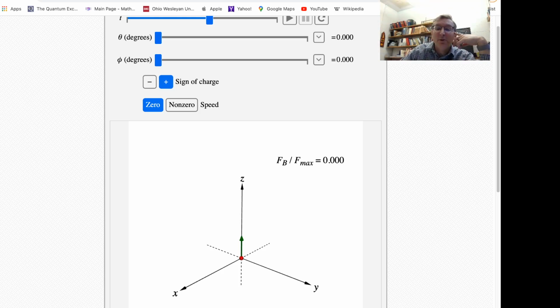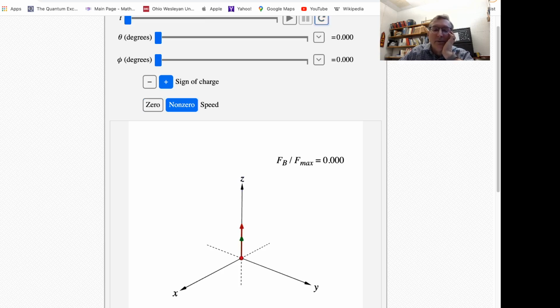In fact, the animation shows you what the magnitude of the magnetic force is, FB, as a ratio of the biggest maximum magnetic force we can get, and it's 0. There is no magnetic force in that case. So it seems that the particle needs to be moving, as we observe it here in our reference frame. So I'm now going to click and give it a non-zero speed. And that, whoops, I need to reset this.